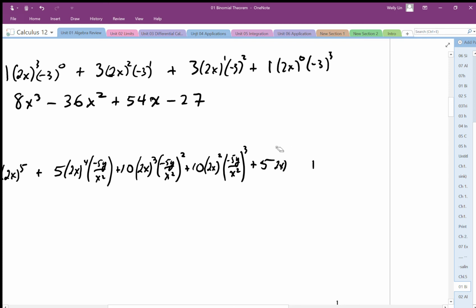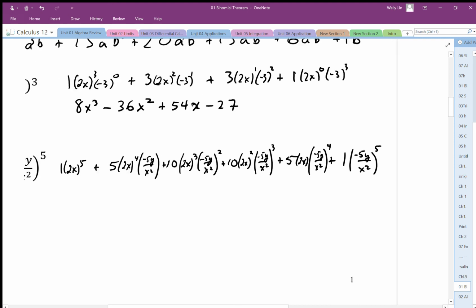2x, and then this is going to be negative 5y over x squared to the power 4 plus 1, and this is going to be negative 5y over x squared to the power 5. Okay, so I'll leave the 0 power out of that.